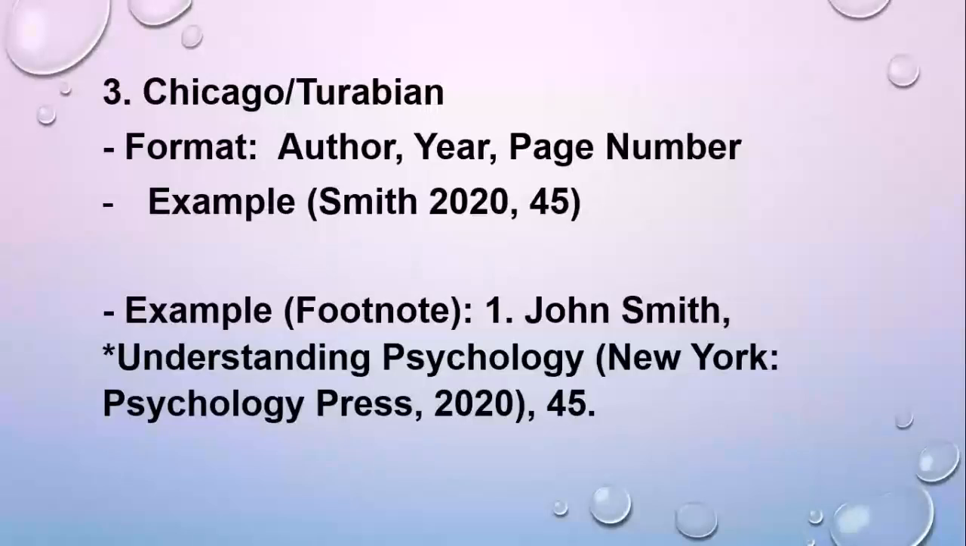For example, for a footnote, you can use this sign here. I'm giving you this example: John Smith, Understanding Psychology, New York, Psychology Press, 2020, and then outside the parentheses we have 45.